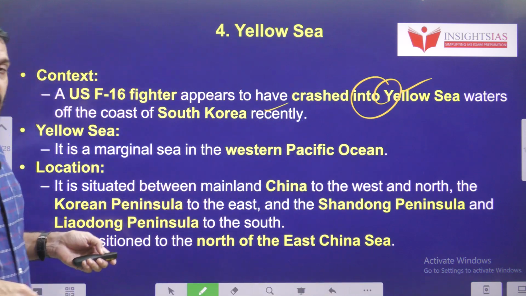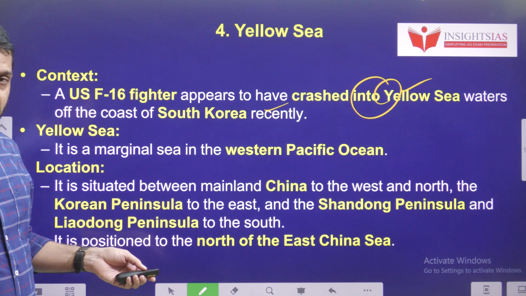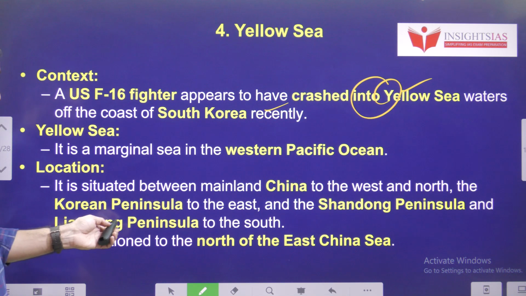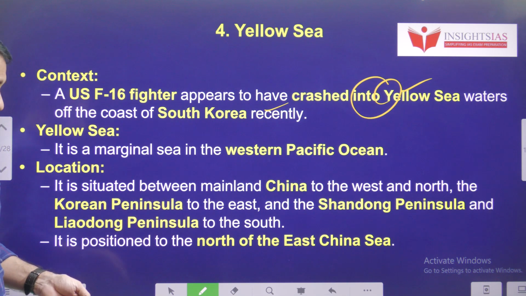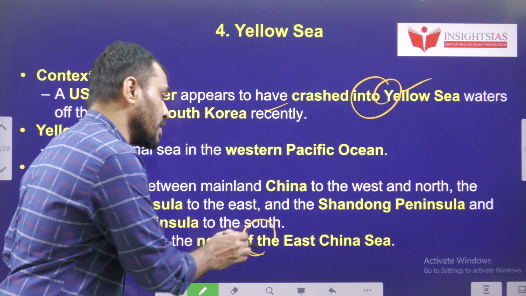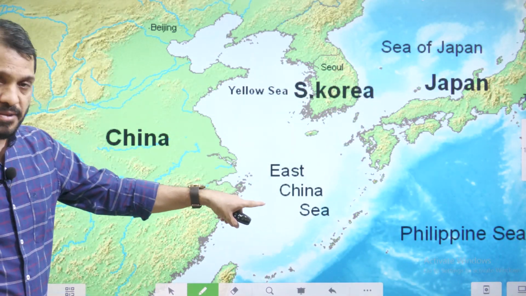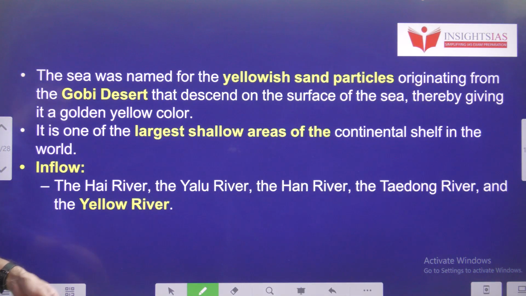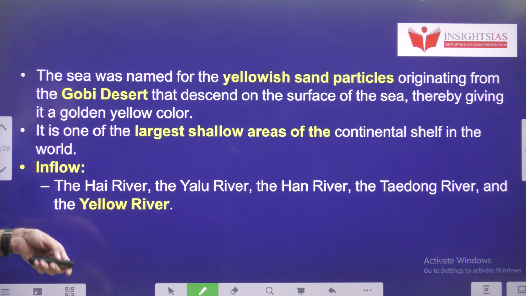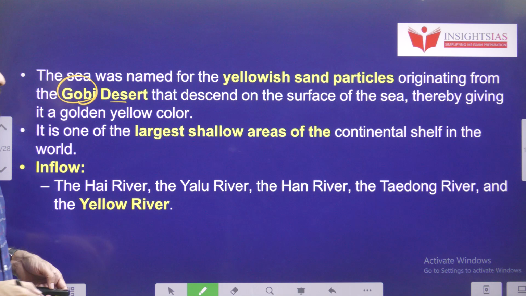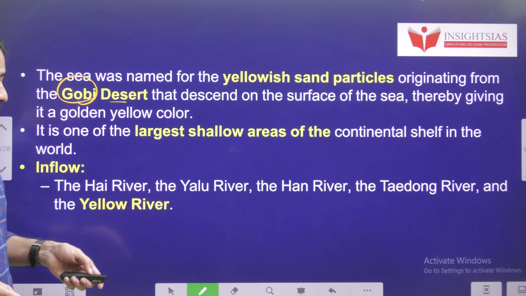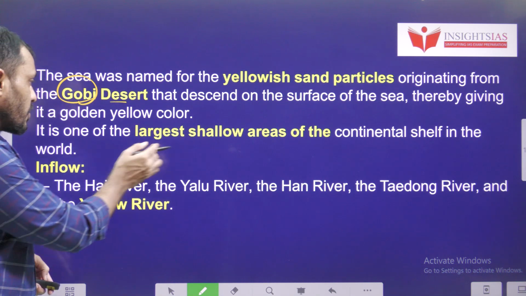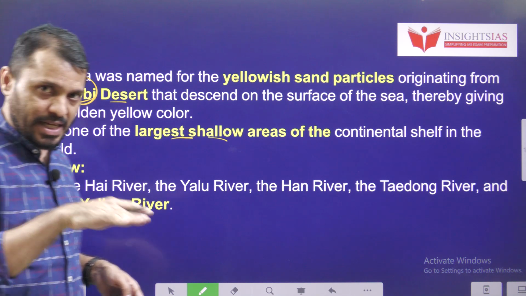US F-16 fighter jets crashed into the LOC according to some reports. In South Korea, on the west side of the LOC is China, west and north; on the south side it has the Shandong Peninsula and Liaodong Peninsula; on the east side, the Korean Peninsula. It is considered the north of the East China Sea. You know that in the East China Sea, China has disputes with its neighboring nations, especially Japan. The sea is yellow because sand particles from the Gobi Desert descend onto the surface of the sea. It is one of the largest shallow areas of the continental shelf in the world.